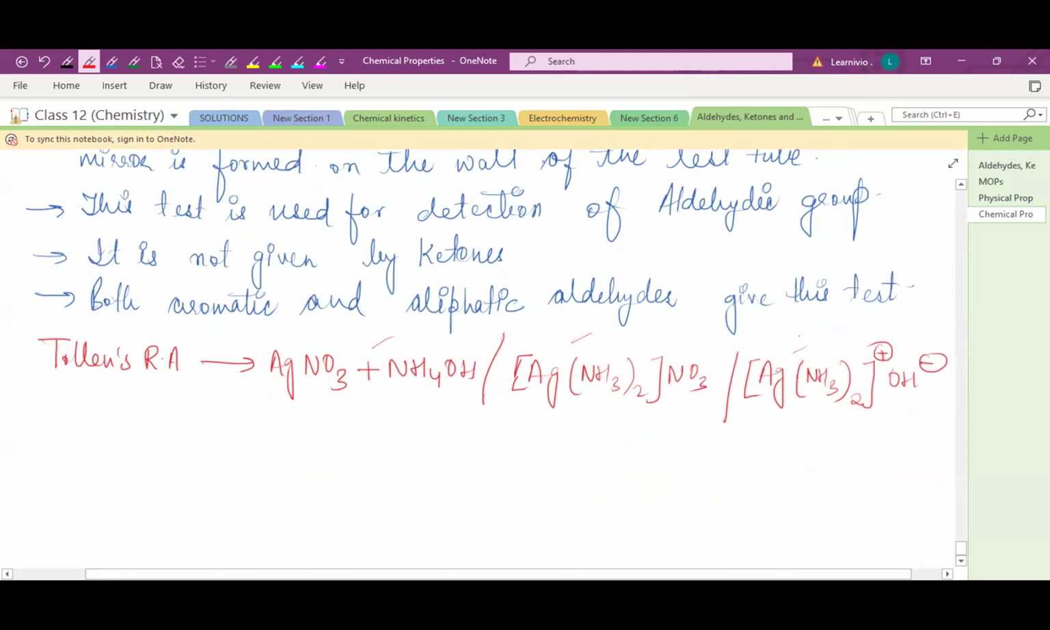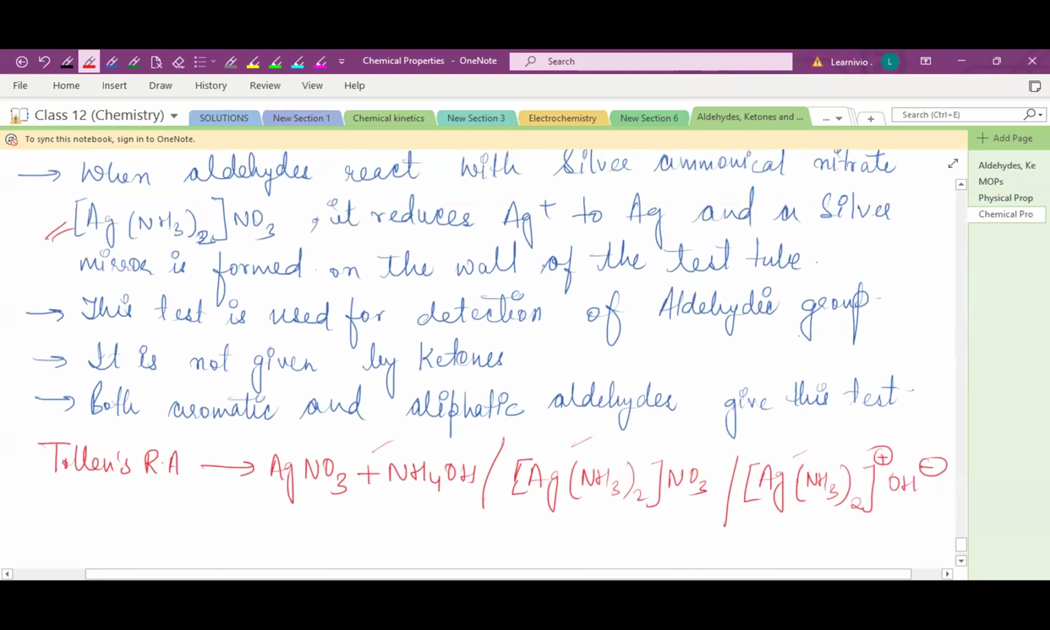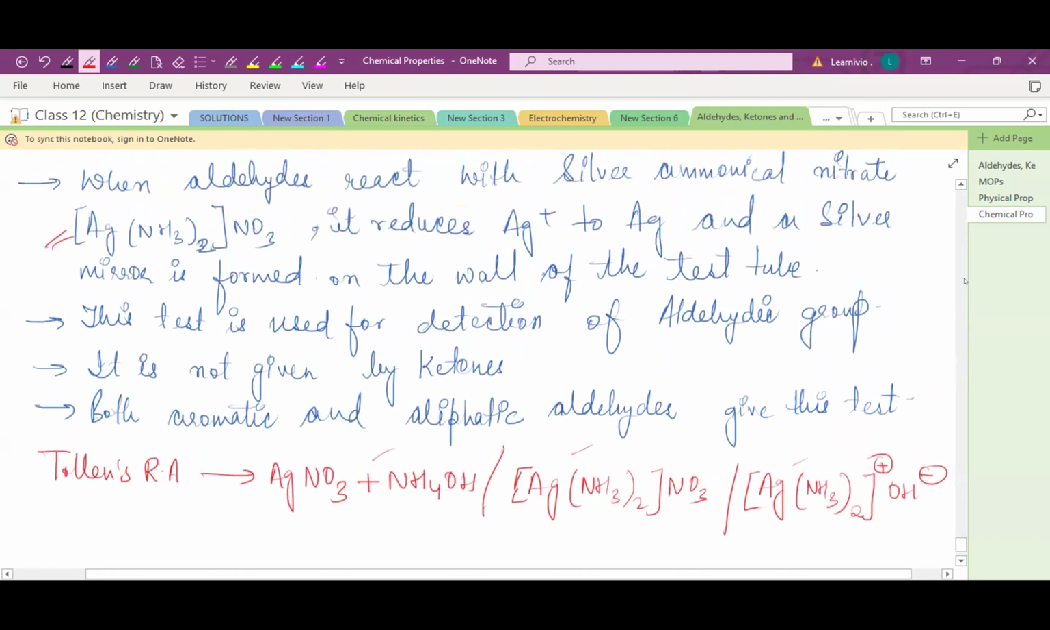Next is your Fehling test. First write it down and update me. Is it clear, Aisha, Jupiter, Muniba? Yes, ma'am. Aisha, is it clear? Okay, write down.